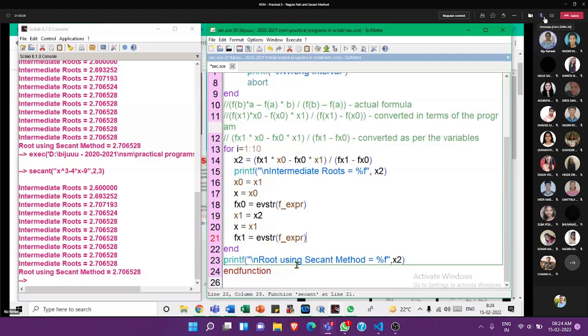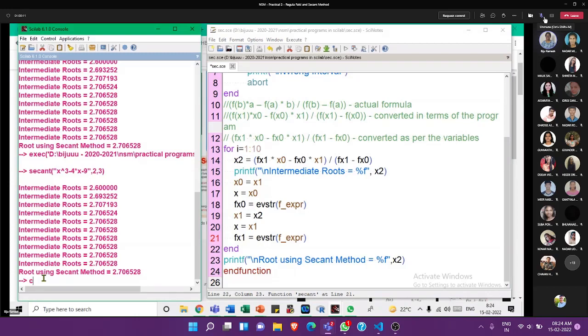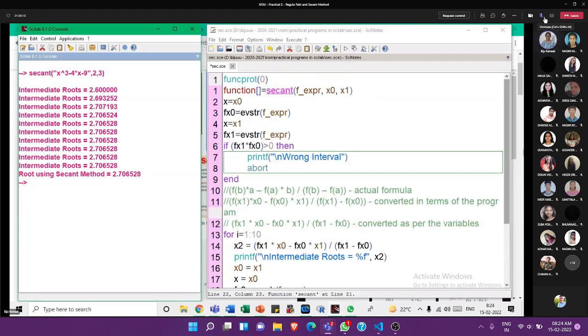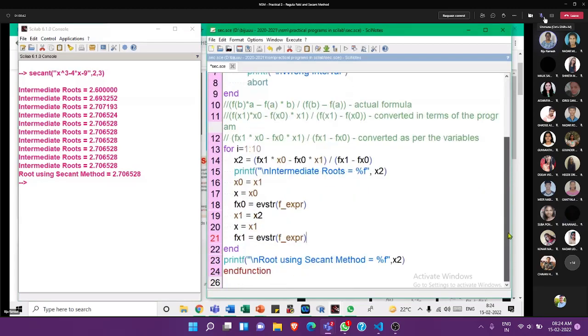So you go for printing the root outside as we did in all the other methods. Just print the root outside. That's it, finished. So you can take a screenshot of this. Have you taken? Yes, ma'am. Done. Scroll down. Take a screenshot of this.